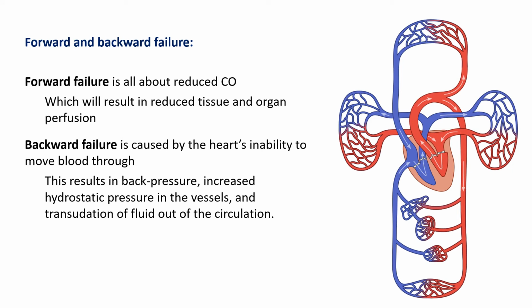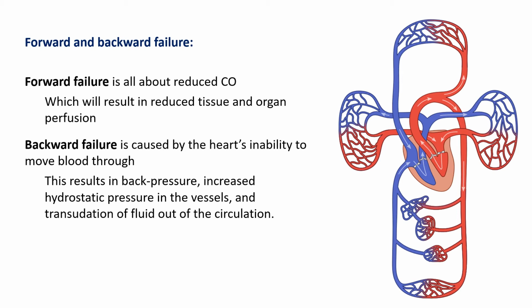Backward failure is caused by this problem of moving the blood through. If you can't move the blood through and out of the heart into cardiac output, you're going to get back pressure. You're going to get a build-up behind, a bit like a roadblock. If you can't get the cars through the roadblock, the cars build up and you get a tailback. In terms of blood, that gives you increased hydrostatic pressure in the vessels.